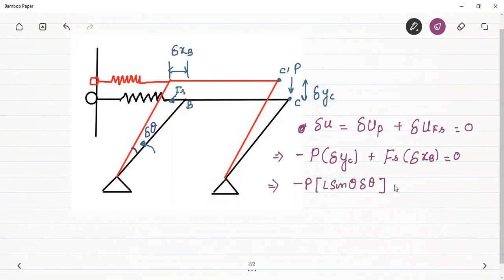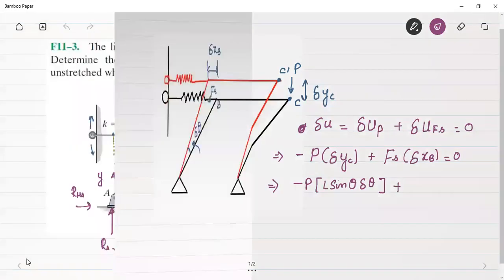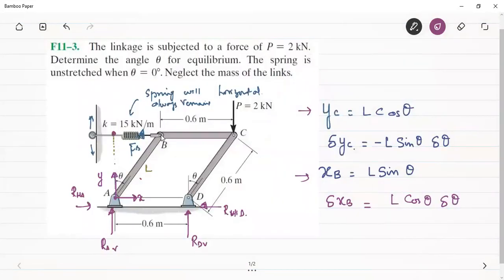And what is spring force equal to? Spring force is equal to the spring constant multiplied by the extension in the spring. What was the extension in the spring? I had told you that this from here to here, this is the extension in the spring. And naturally, this extension coincides with what? This extension coincides with the x coordinate of the point B, isn't it? X coordinate of point B and the extension in the spring are same. Okay, xb is also equal to L sine theta, and this is also the extension in the spring.